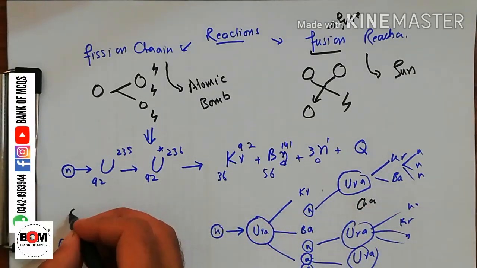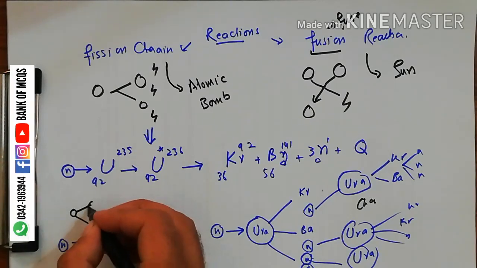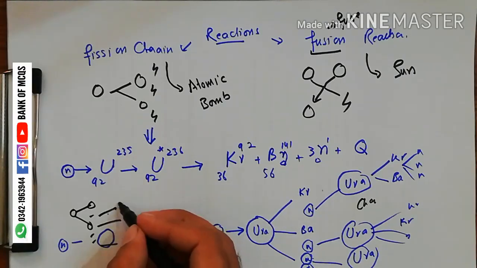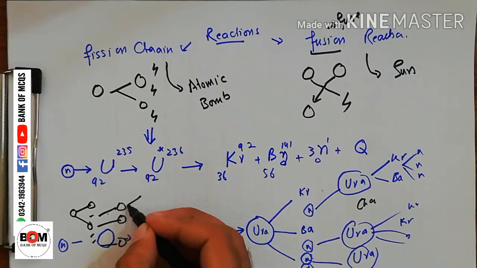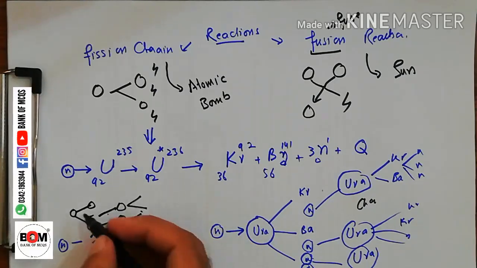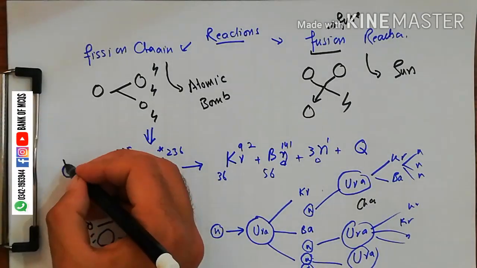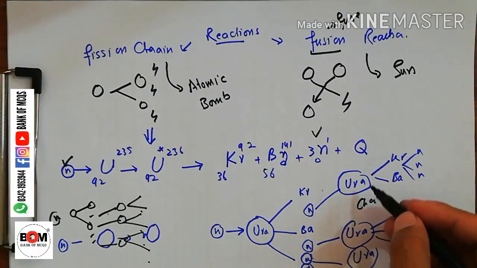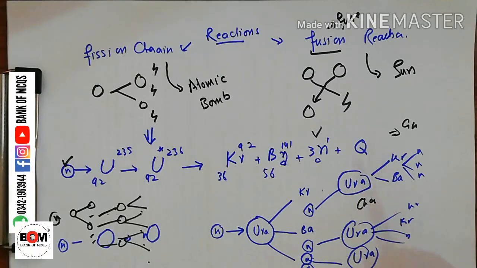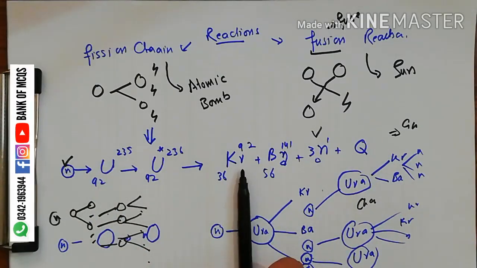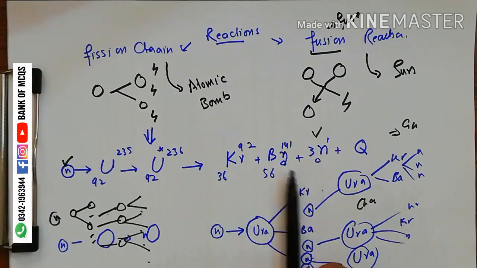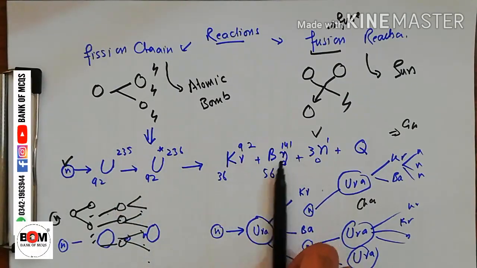For example, one uranium is converted into 2 atoms and 3 neutrons are produced. Now these 3 neutrons will go and hit other uranium atoms, and each uranium will divide into 2 atoms and produce 3 neutrons. So one neutron gives us 3 neutrons, and these 3 neutrons in turn will produce 9 neutrons. The process continues until the whole uranium is converted into krypton and barium.